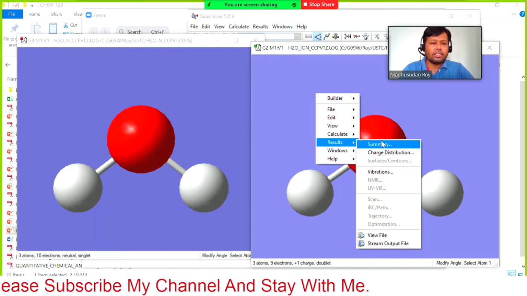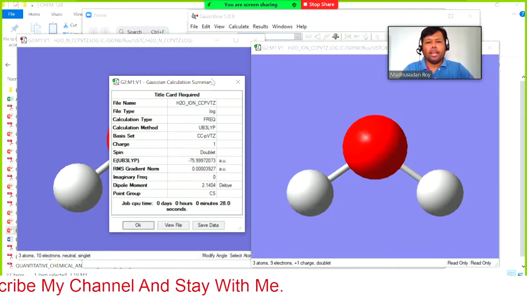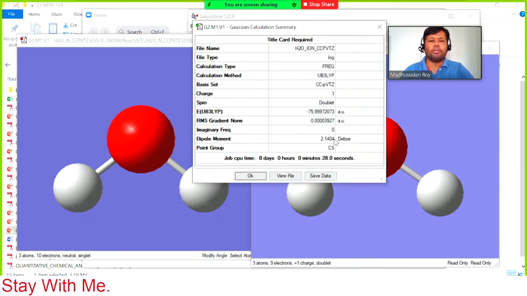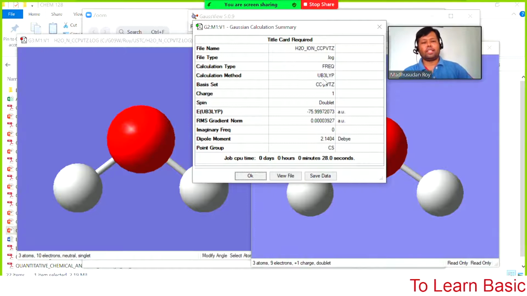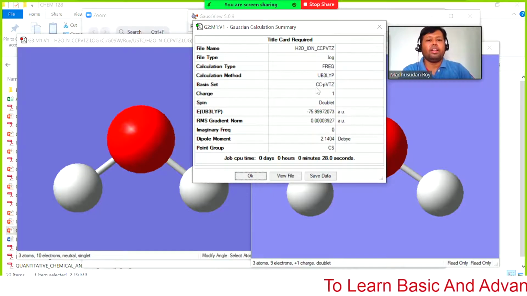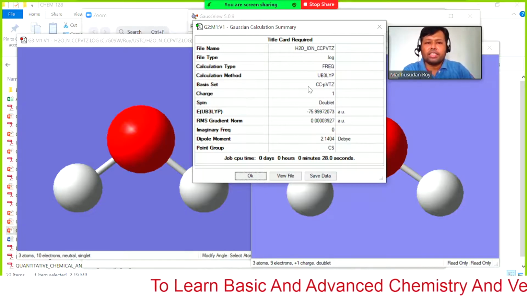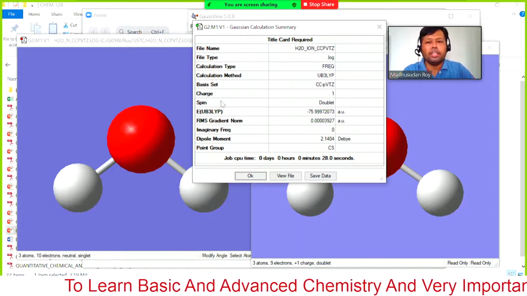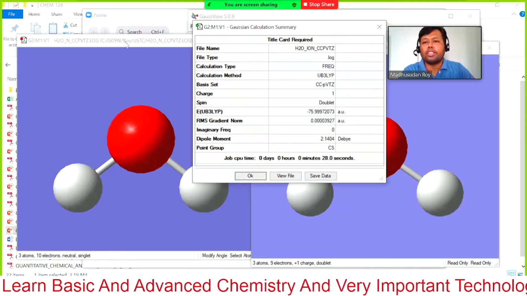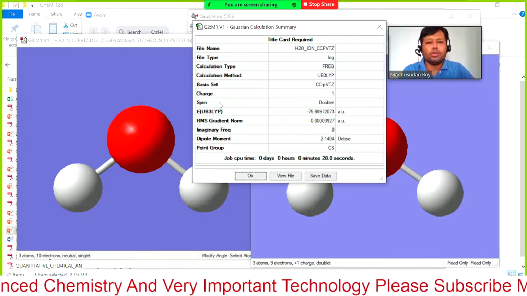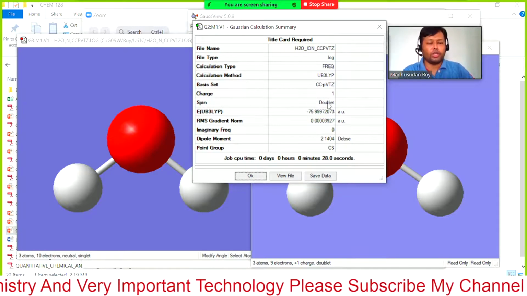So in results and summary, we have everything similar to what we had for the previous molecule: file name, log, frequency, and previously it was restricted B3LYP, and now it is unrestricted UB3LYP. The basis set is what we have given, cc-pVTZ. Charge for the previous one we had 0 and it was singlet. Now we have charge 1 and it is showing doublet.